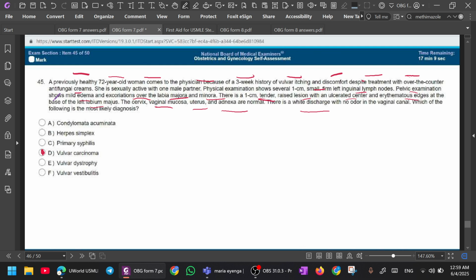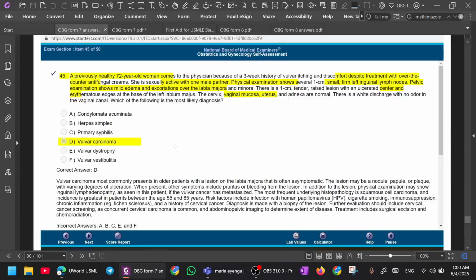Okay. Moment. Tender region, cervix. Is it vulvar cancer or is it herpes? Sexually active with one partner, and pelvic exam excoriations. I don't know. Is it herpes or is it okay? I'll go with that.